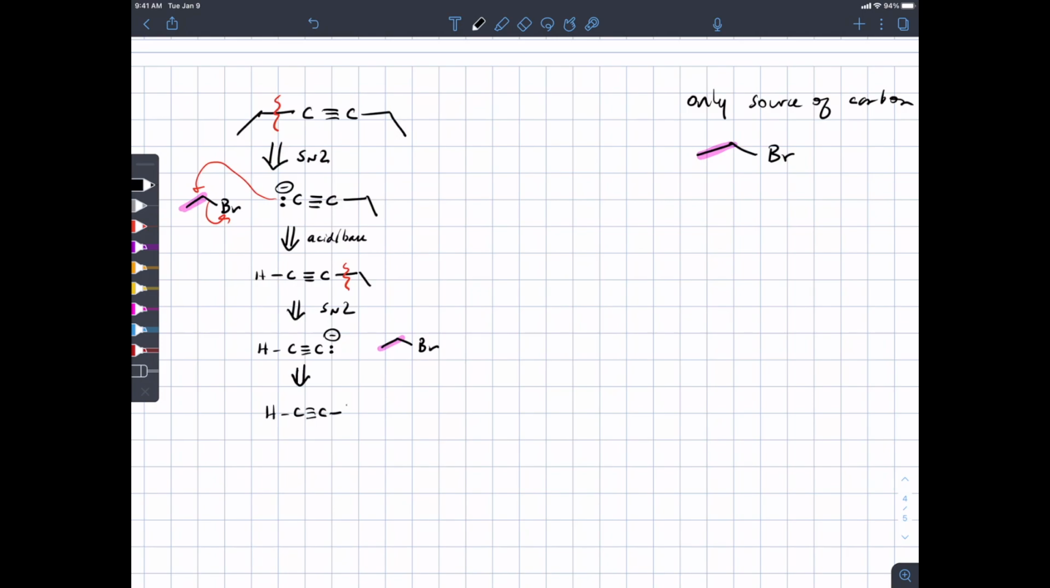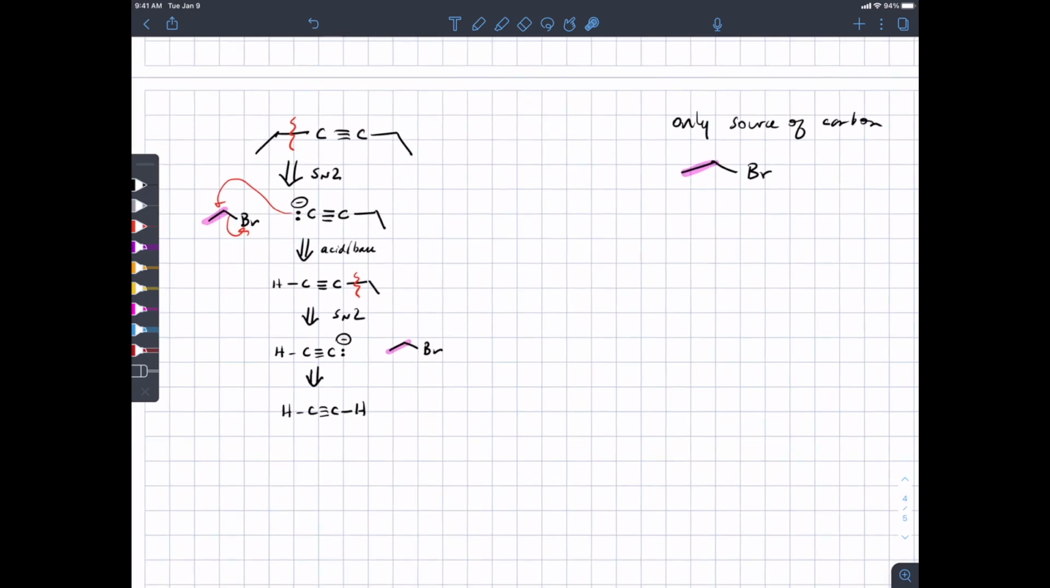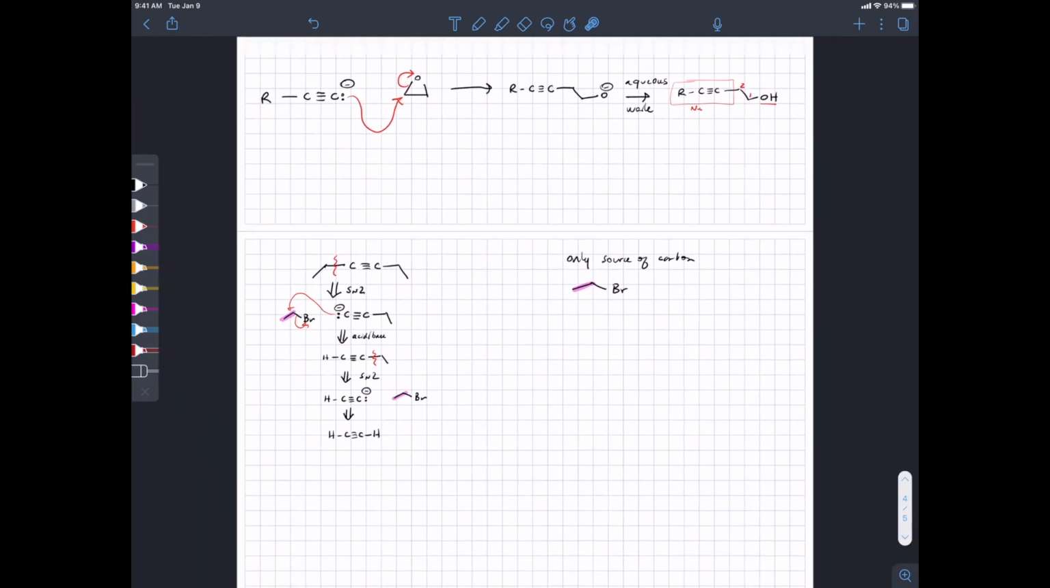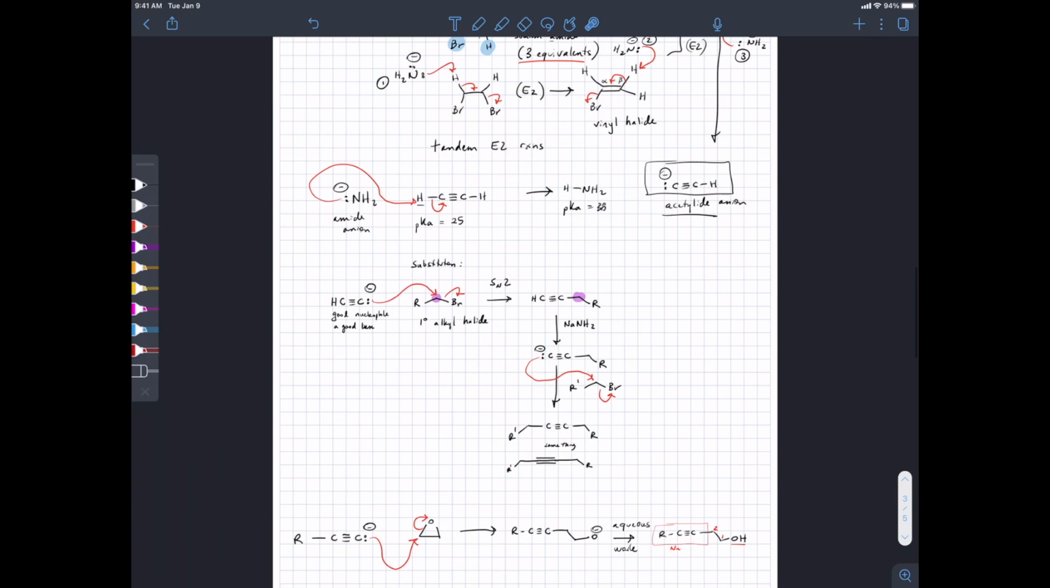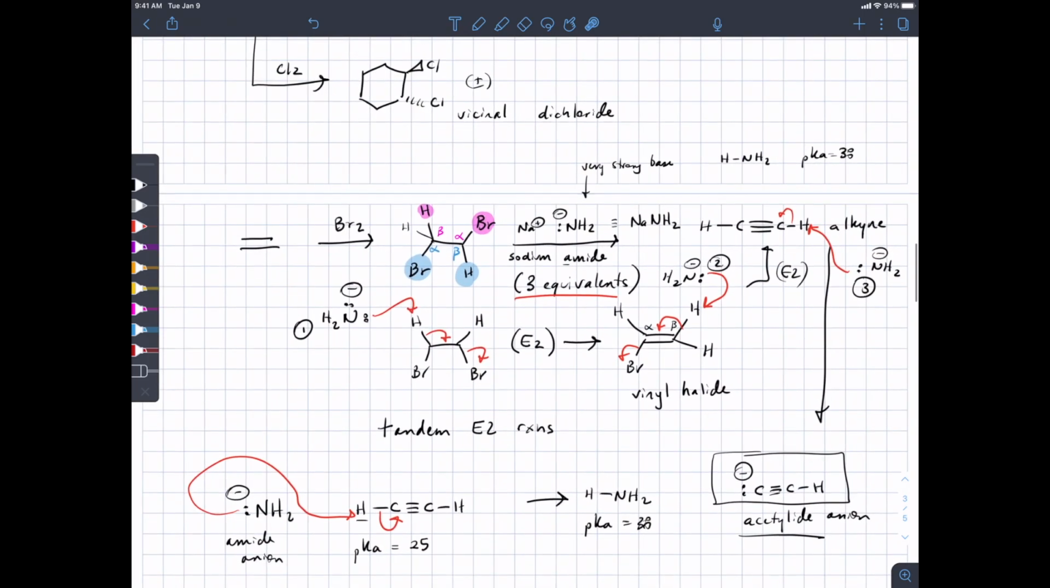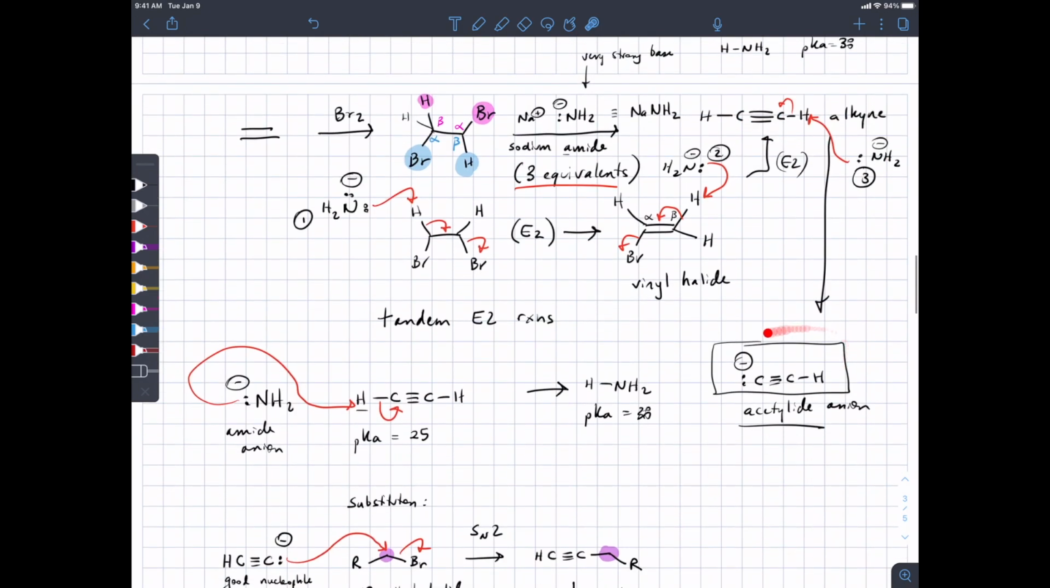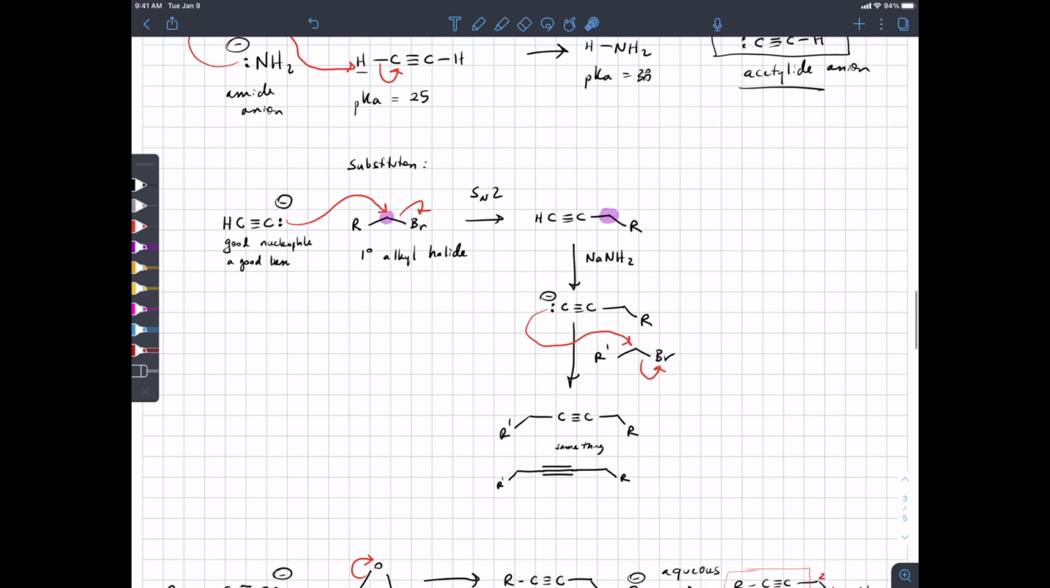Now, we just learned this. Where do I get this alkyne from? Do you remember what the starting material was and what the reaction was? So we did this. We had the vicinal dihalide, and then we did the 2 E2 reactions to get the alkyne. And then we also deprotonated the alkyne to get this nucleophile, which we just barely used.